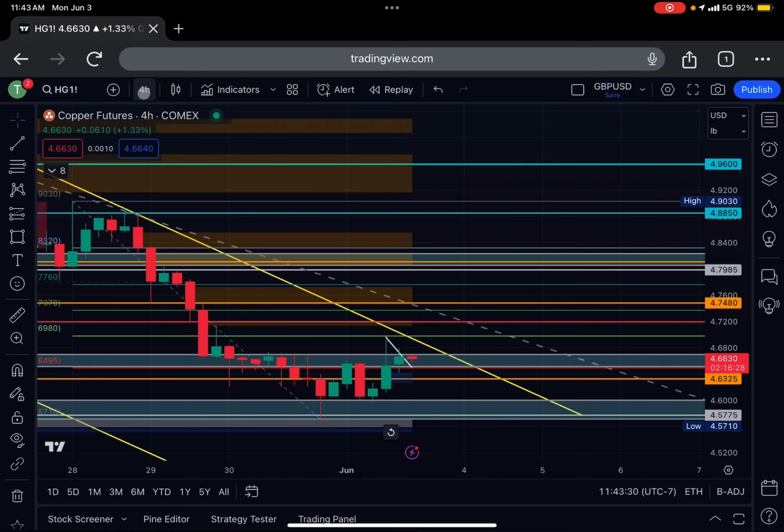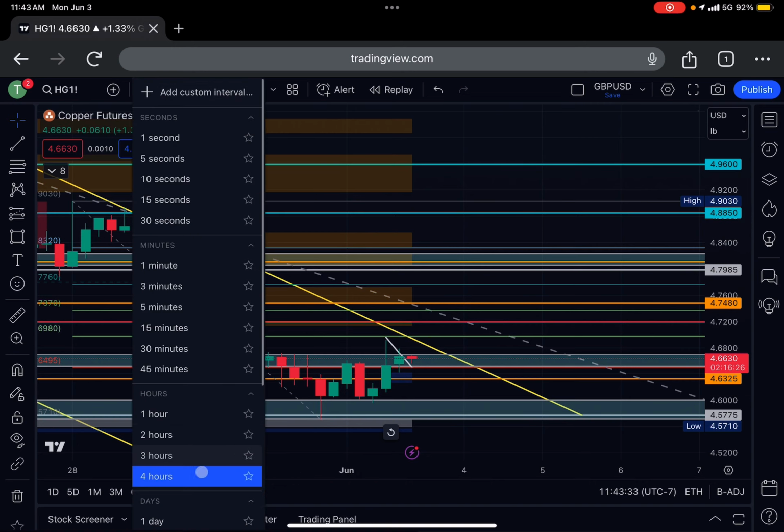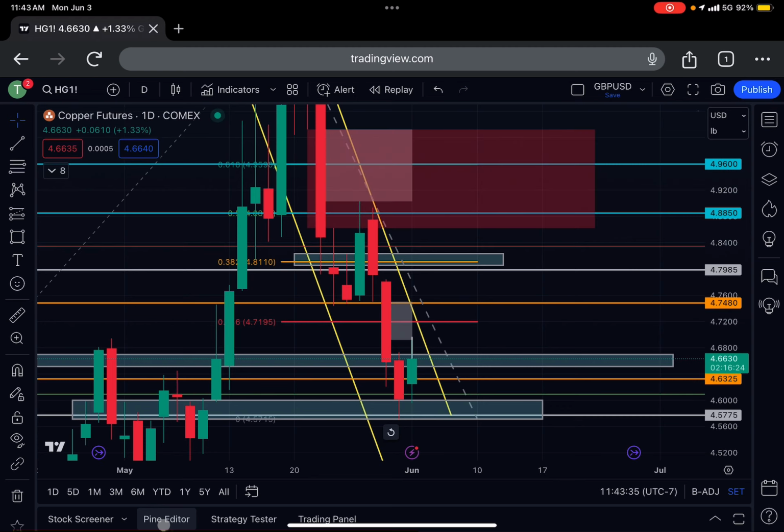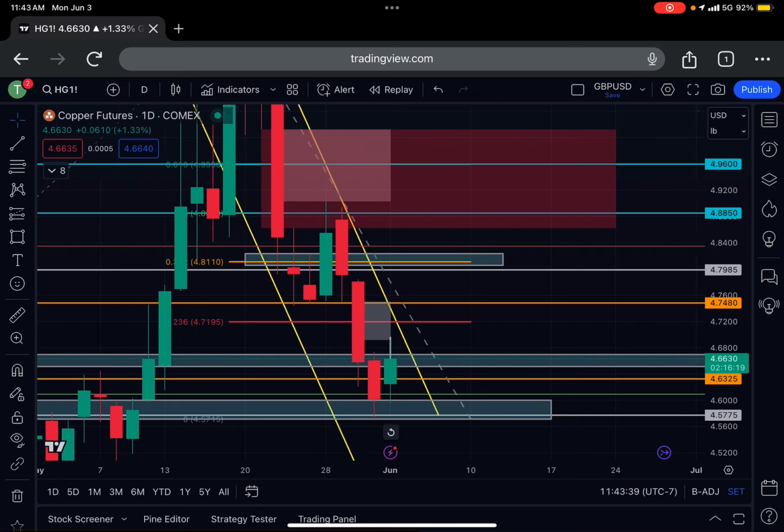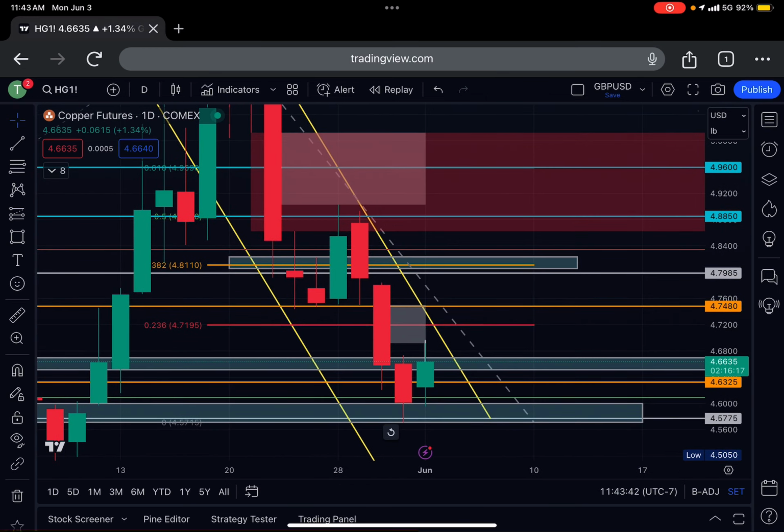I believe this is on the daily, if I can recall. Yes, that was on a daily chart. This is the 0.5, this is the 0.6, the golden zone area. Sorry guys, this is a 0.38. That is another good indication.